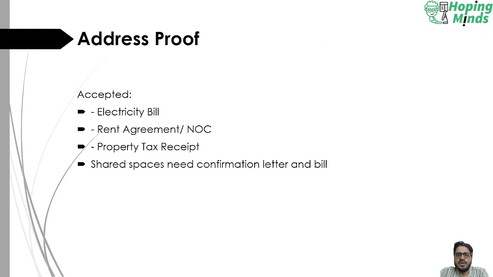Next comes the business address proof. So the business address proof includes electricity bill, that is utility bill. Here you can use postpaid telephone bills too. Then comes rental agreement or no objection certificate. Then property tax receipts, that is the holding taxes paid by you. And in case of shared spaces, it needs confirmation letter and bill.